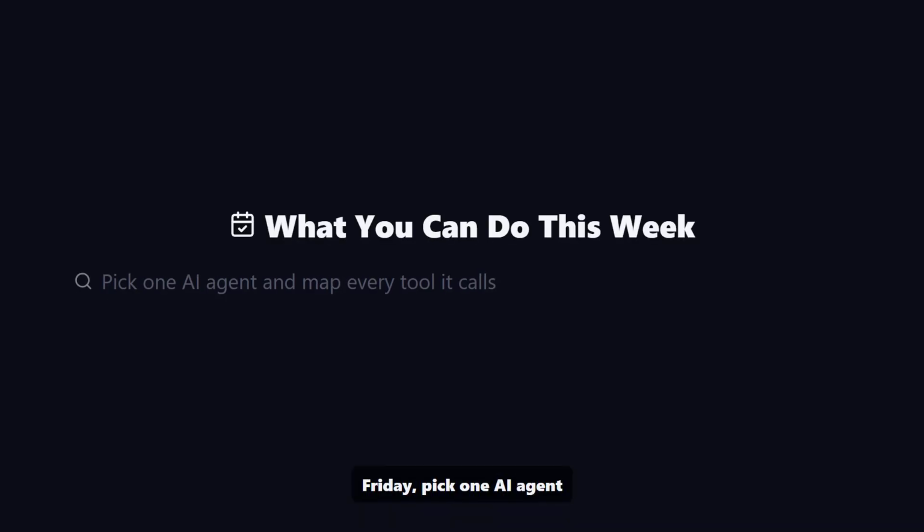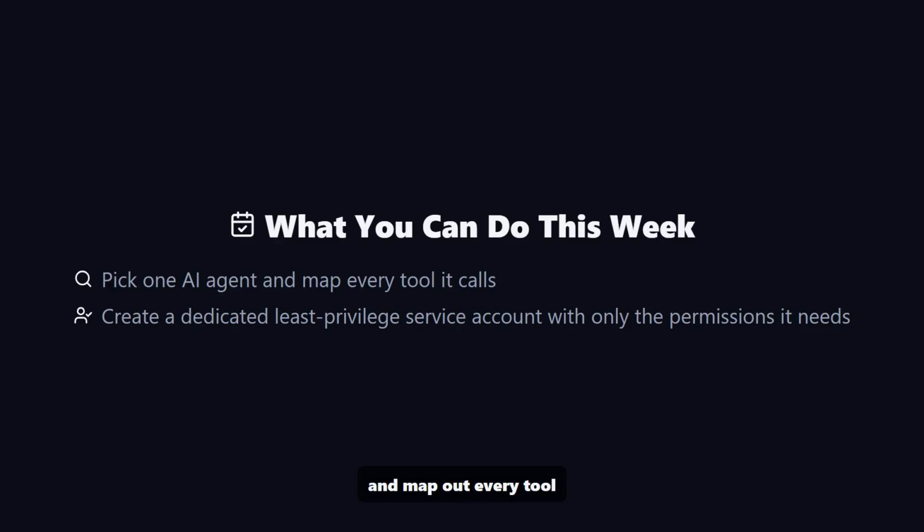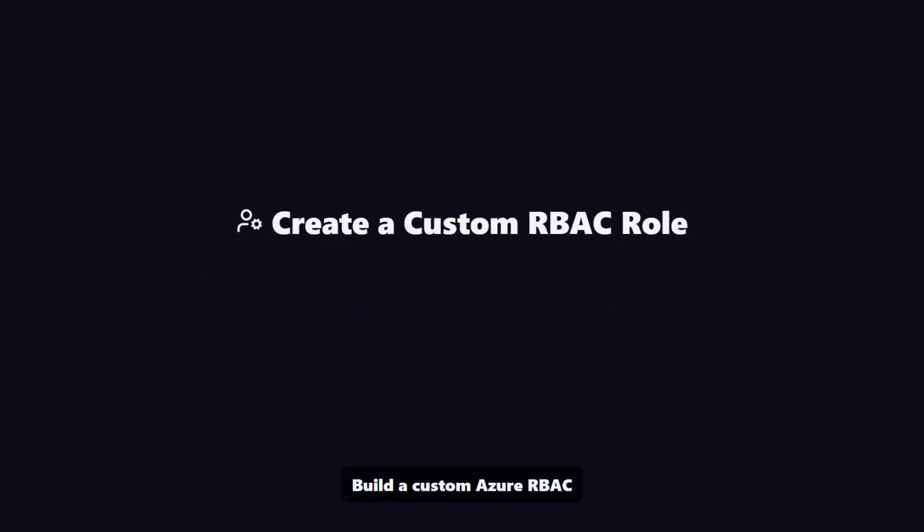By next Friday, pick one AI agent and map out every tool it calls. Then, provision a dedicated least privilege identity for it: a service account with exactly the permissions it needs and nothing more. Build a custom Azure RBAC role so the agent can only touch the exact data actions it needs. That shrinks the blast radius immediately.